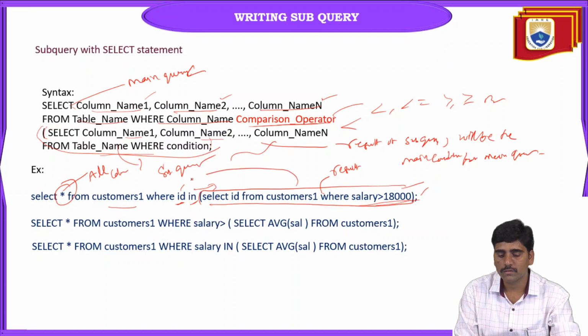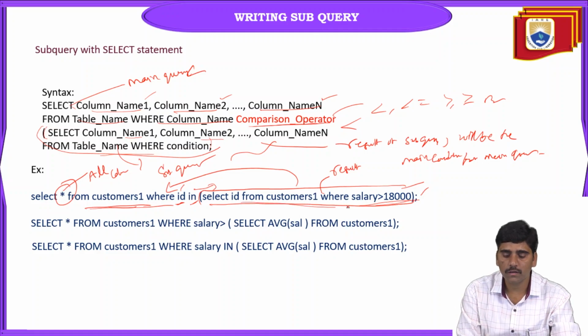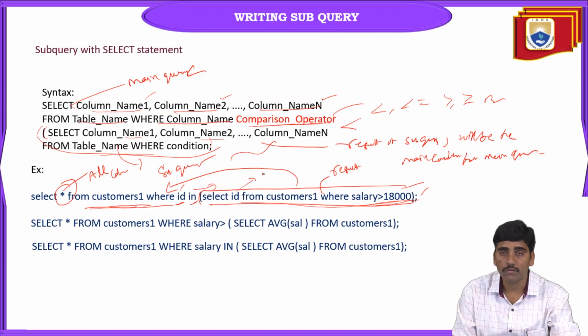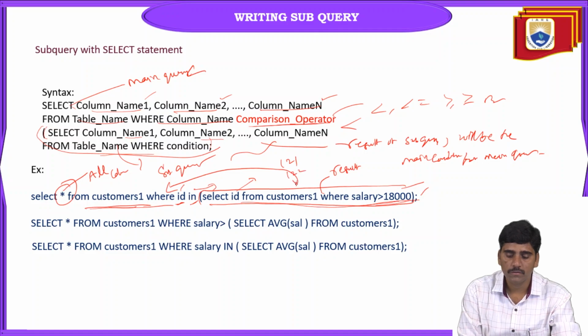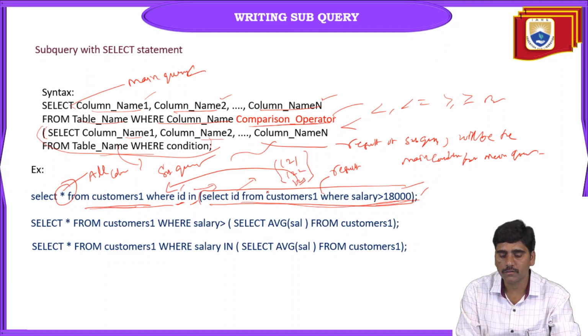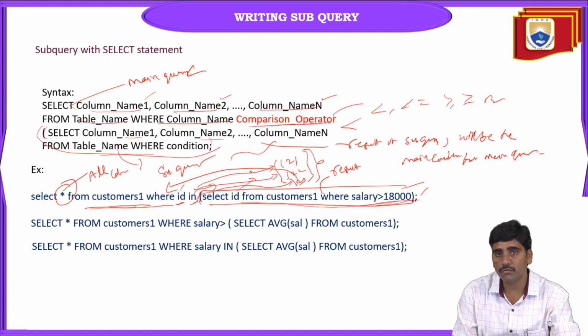So the result of this condition will be the main condition for the main query. The result of this subquery will be the condition for the main query. You will get the result IDs, like 121, 122, 123. If these are all the IDs, then the main query is select star from customer 1 where ID in 121, 122, 123.